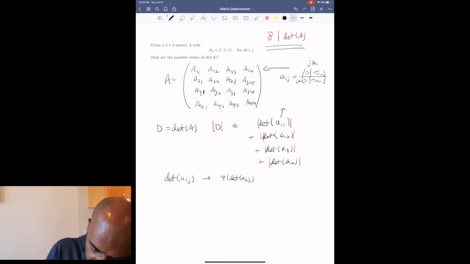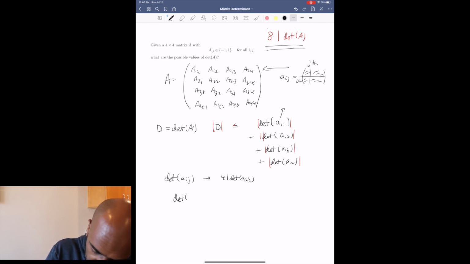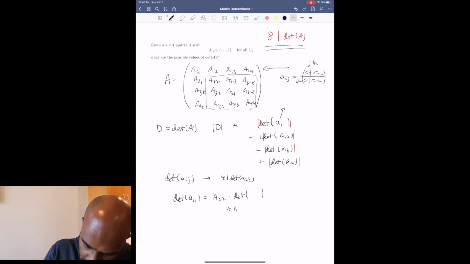Okay, on the other hand, if you look at the determinant of A_ij by a cofactor expansion, actually I'll look at a specific one just to make things concrete. Let's look at the determinant of A11. Okay, so that's this block right over here. And so it is A22 times the determinant of some 2 by 2 matrix plus A33 times the determinant of some 3 by 3 matrix, and then A44 times the determinant of some other 2 by 2 matrix.